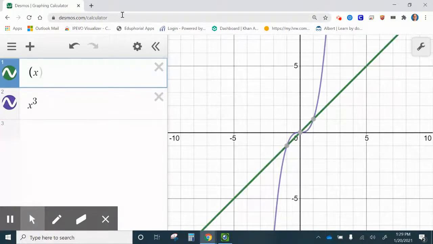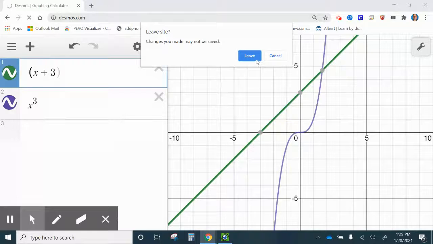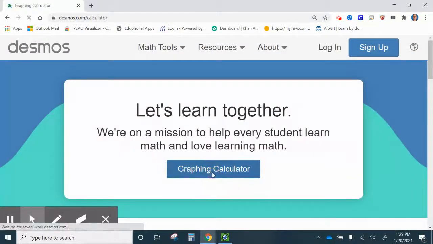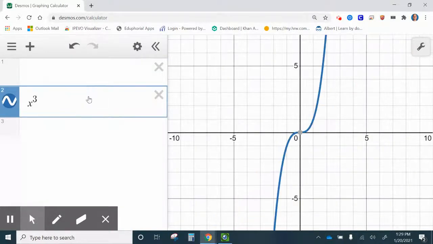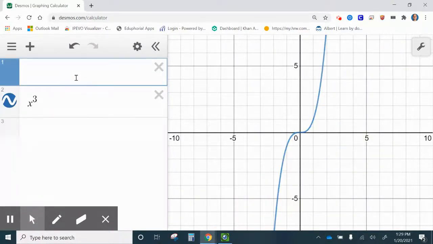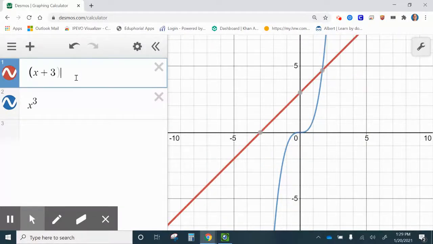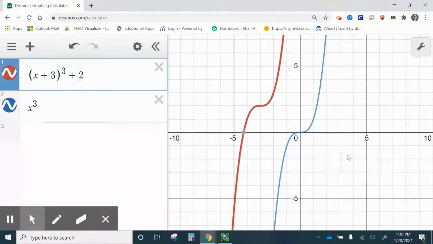Then parentheses x plus 3. I want the colors to match, so I'm actually going to go back to Desmos.com and come back here and put x cubed there, because I want the x cubed in blue and I want the function in red. So parentheses x plus 3 parentheses cubed plus 2. All right, so we can see here, there's your graph.